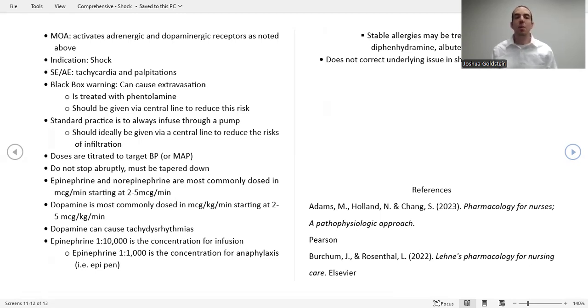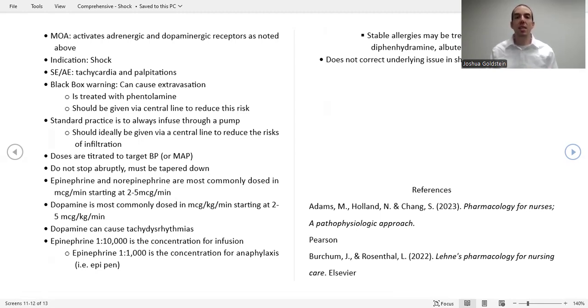These medications generally have a black box warning that they can cause extravasation, meaning that if they leak into the surrounding tissue, as is unfortunately relatively common when people start IVs, in a normal saline IV, you get a little bit of a hematoma. When you get this, you can have severe vasoconstriction at the local area.